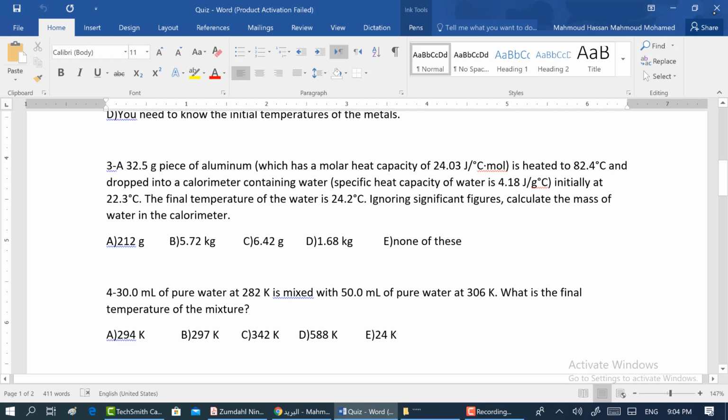A 30.25 piece of aluminum, its molar heat capacity 24.03 joule per degree Celsius mole, is heated to 82.4 degrees Celsius and dropped in a calorimeter containing water, specific heat equal 4.18 joule per gram degree Celsius, initial at 22.3, the final temperature of the water equal 24, ignoring the significant figures. Calculate the mass of the water in the calorimeter. So how do we solve this, guys?